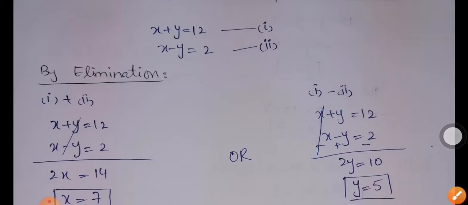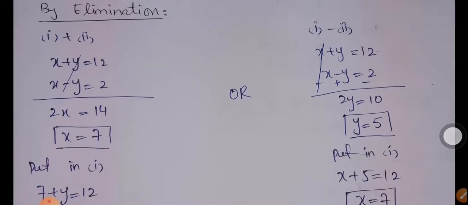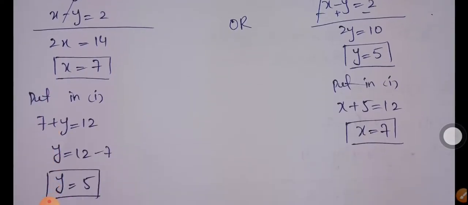Once we get the value of 5, we will put this value in equation 1 or equation 2 to get the value of x, which is going to be 7. So you always get the same answer whatever choice you adopt; the answer is the same for all cases.